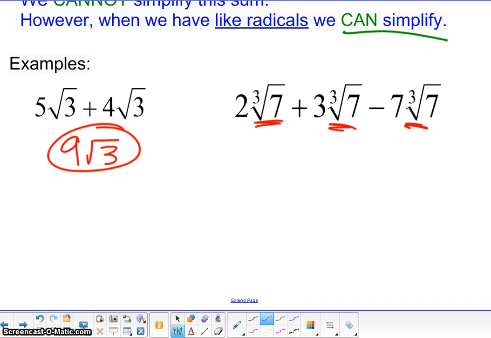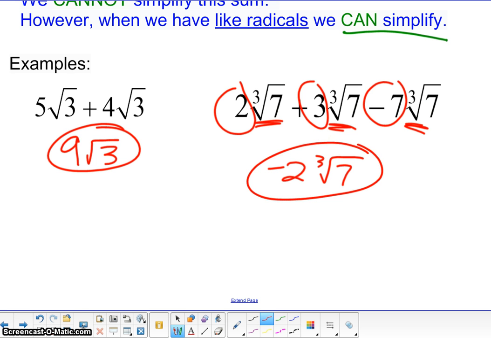Again, all same. So we're going to look at the coefficients and put all those together. 2 plus 3 is 5. 5 minus 7 is negative 2. So the answer is negative 2 cube root of 7.